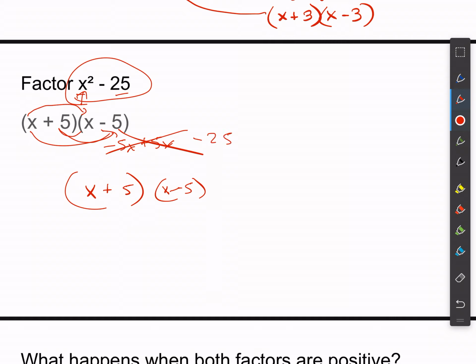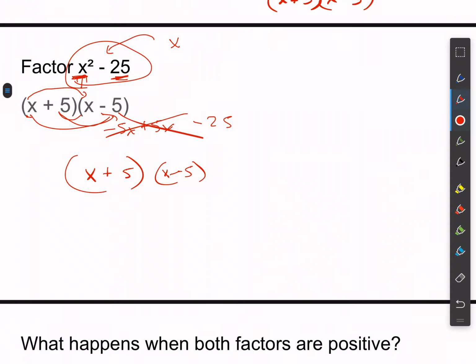So notice in this quadratic, there's no middle term, there's no x term, right? And this is perfect. When that happens, the factors will always be the root of the first term plus the root of the second term, and then minus. Okay, so that's how it'll always work.